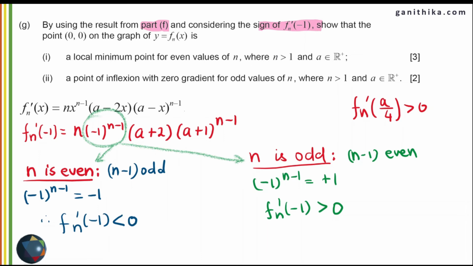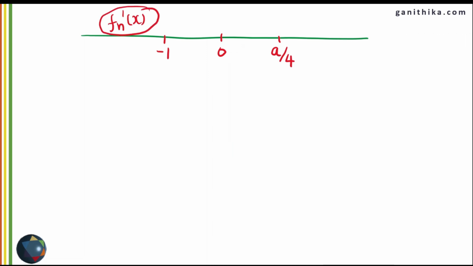So you can segregate the values of n into even and odd. For even, there is one result. For odd, there is a different result. So we are going to analyze both the results now. We are going to look for the point 0, 0. So we have -1 from this solution. We have 0 and 0. And we also have from part F, a over 4. So if you make the number line, we have the positions of -1, 0 and a over 4 like this. Since a is positive, it is to the right of 0. So we can find the signs of the derivative function at these 3 points so that we can identify what happens at x is equal to 0 in this case.